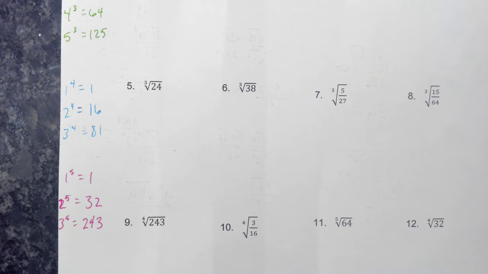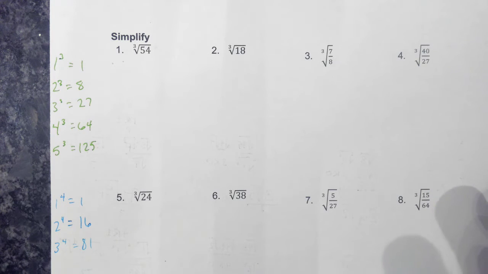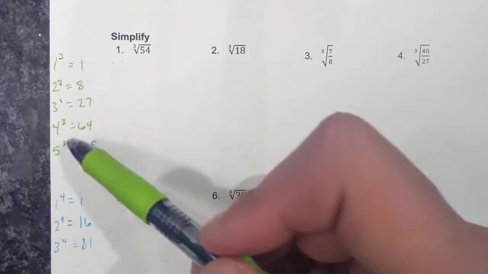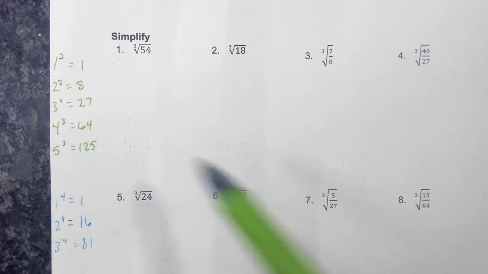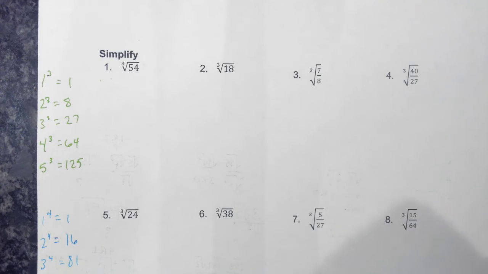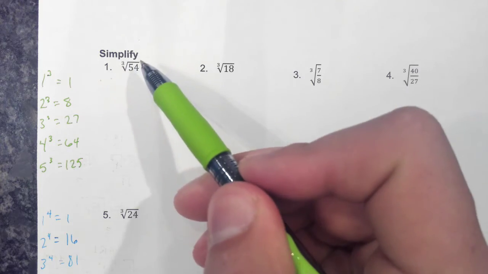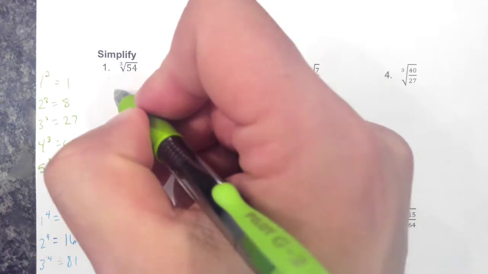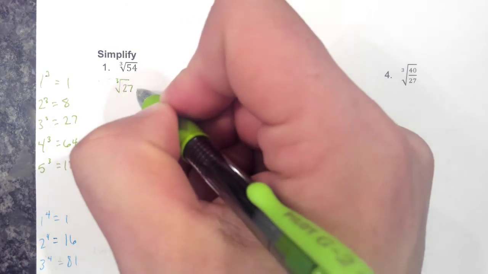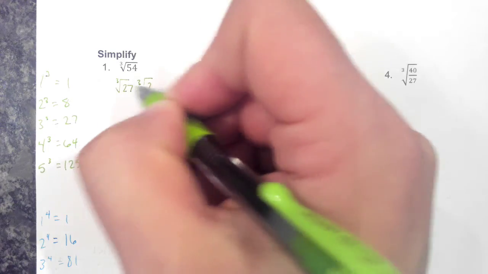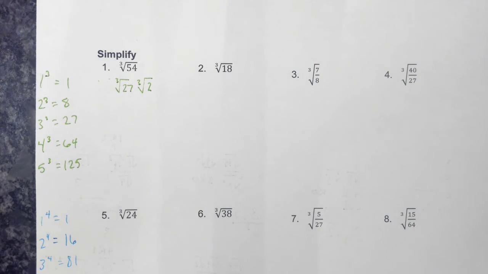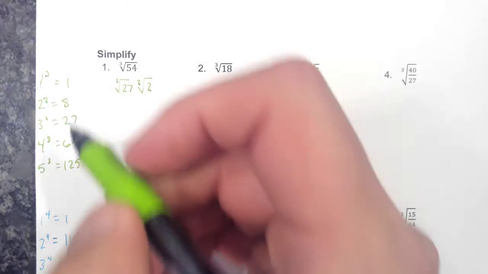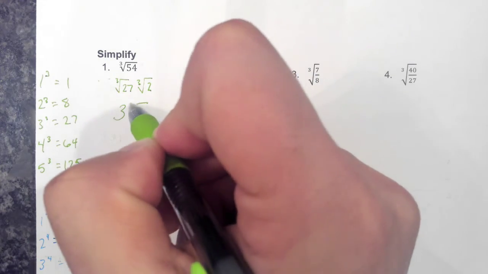Okay, so these are just like problems from yesterday, except instead of looking for perfect squares that divide it, we're going to be looking for perfect cubes if the index is 3, or perfect fourths if the index is 4, and so on and so forth. Okay, so let's look at our first problem, the cube root of 54. So which of these perfect cubes divides 54? 27 does. So we can say the cube root of 54 is the same as the cube root of 27 times 2, the cube root of 27 times the cube root of 2. And what's the cube root of 27? It's of course 3. So we get 3, and then the cube root of 2 tags along.